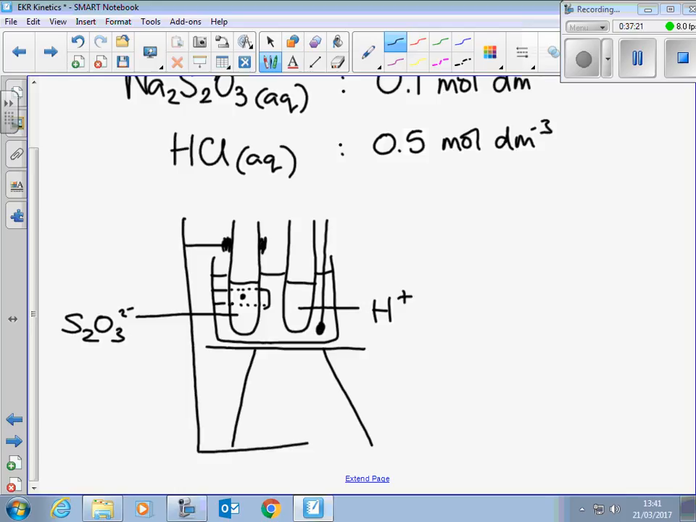Right, we've got quite a lot of boiling tubes, but not enough to do, because if you've got to do 8, you know, that's a lot of boiling tubes. All right. So you do different concentrations of thiosulfate with the same concentration of acid, and then you do different concentrations of acid with the same concentration of thiosulfate.